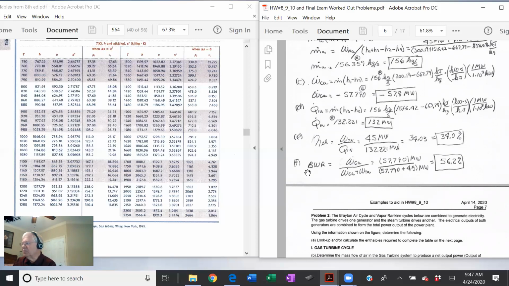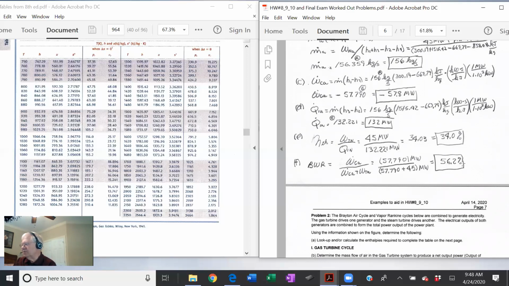Now the backwork ratio is just the work of the compressor over the total work of the turbine. Well, we know the compressor is 57.790. We know the total work of the turbine is equal to the work it had to provide to the compressor, plus its net output.